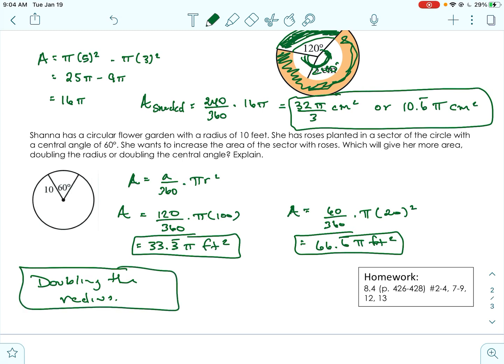So that is how to find the area of different sectors, segments, and annuluses of a circle.